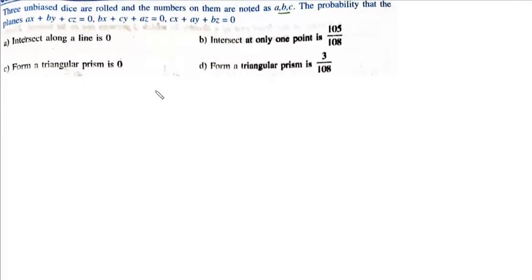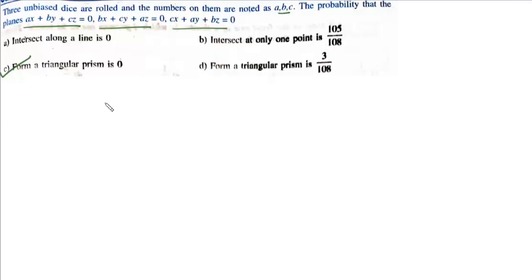Now if we look at these 3 equations, all these 3 equations, they are homogeneous equations. And if they are homogeneous equations, that means either it will have a unique solution or it will have infinitely many solutions. That means these 3 planes, they can never form a triangular prism. So the probability that they form a triangular prism is going to be 0. So that means this option C, it is correct.